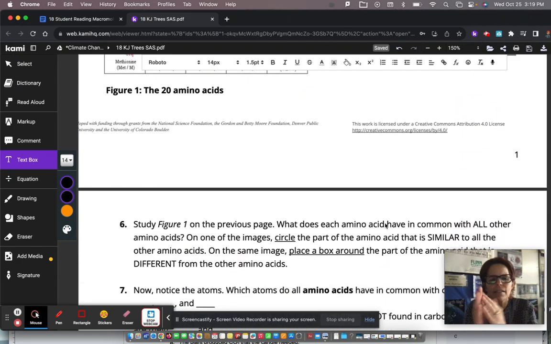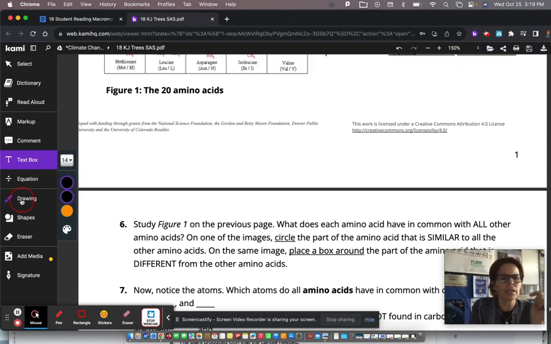Okay, number 6 says, study figure 1, that's this image up here, on the previous page. What does each amino acid have in common with all other amino acids? Oh, we just talked about that. Remember the blue, the black, and the green? On one of the images, circle the part of the amino acid that is similar. Okay, don't forget to circle it.